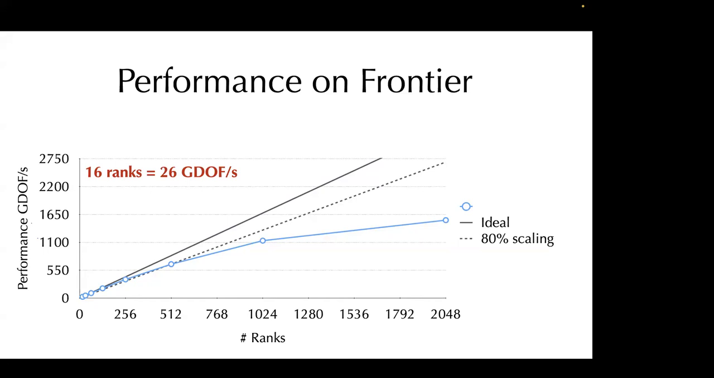And you can see that going up to about 512 ranks, we still get very respectable scaling at about 80% of peak parallel efficiency. And we continue scaling all the way to 2048, although by then things have started to drop off a bit. But this is still very good baseline performance at 26 gigadofs per second on 16 ranks, and good scaling up to 512 ranks.